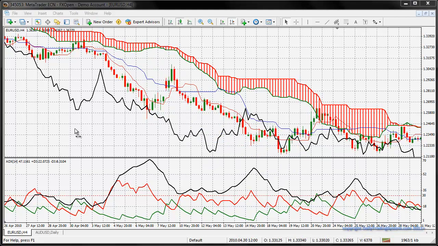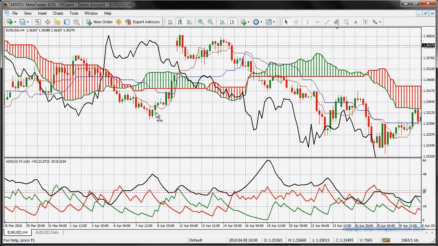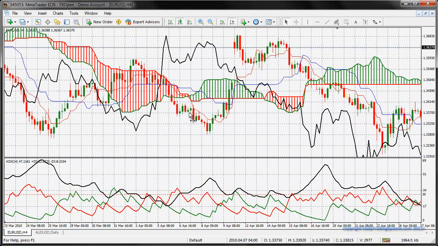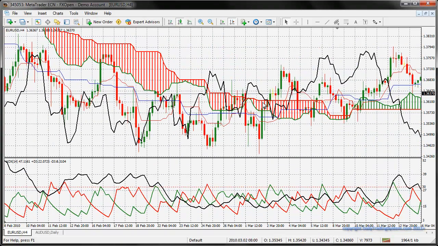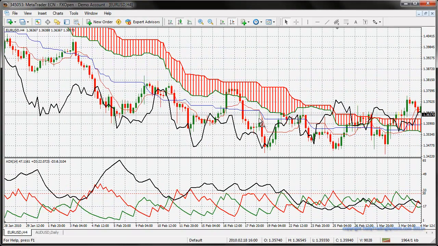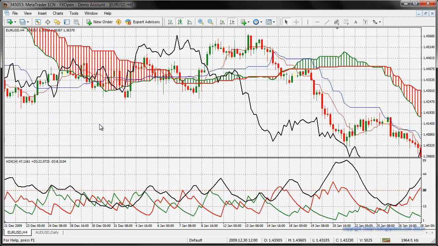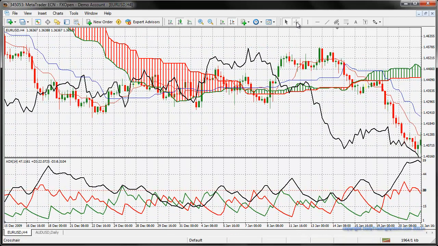Let's give you a couple more examples so you can get a better grasp of what we're trying to do. Let's have a look. This is where it crosses over. We're below the cloud, and this area right here is red, so indeed we can take that sell signal and go short with it.